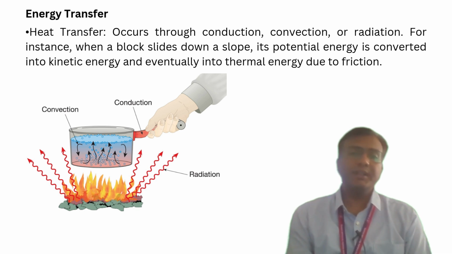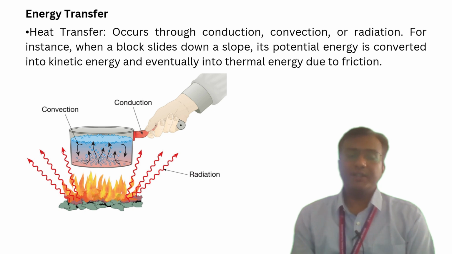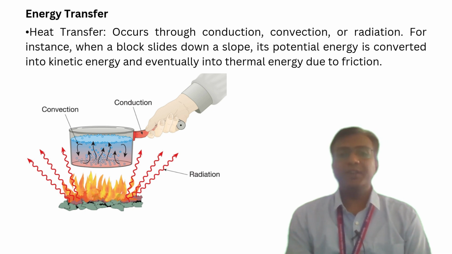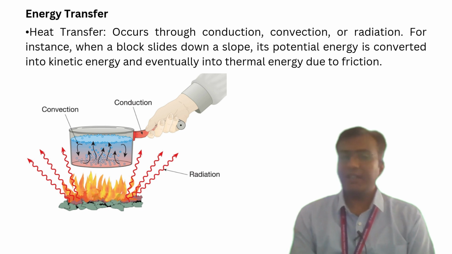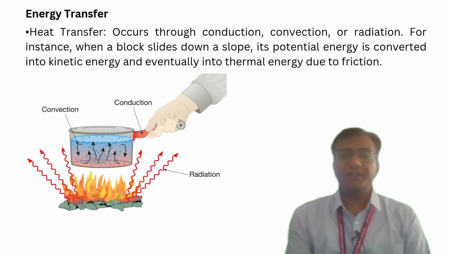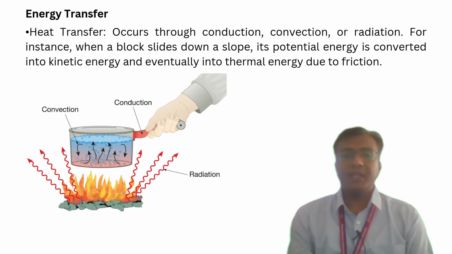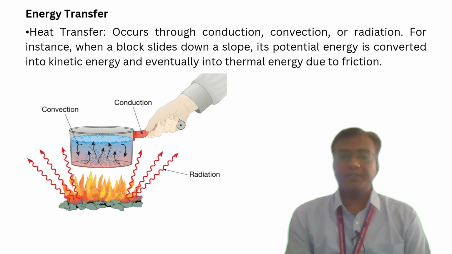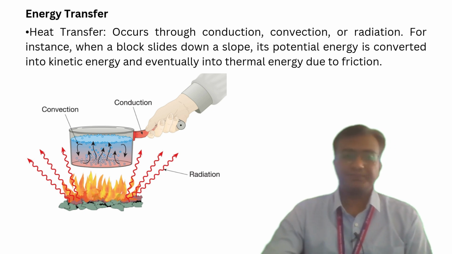The third important heat transfer mode is radiation. Radiation is the transfer of heat through electromagnetic waves. Unlike conduction and convection, radiation does not require a medium to propagate. Energy can be transferred through empty space via electromagnetic radiation. An example is the sun heating the Earth's surface.